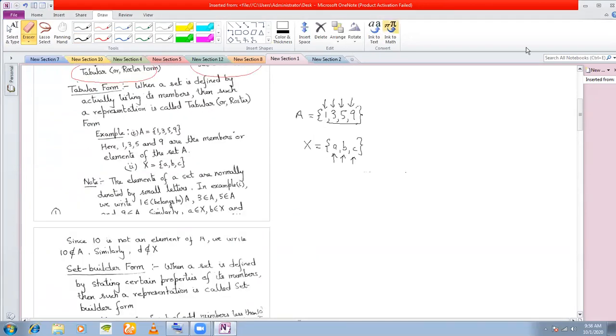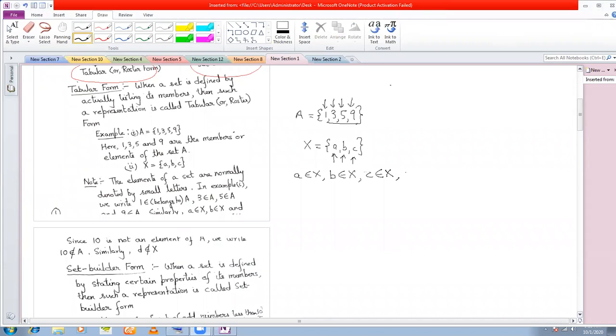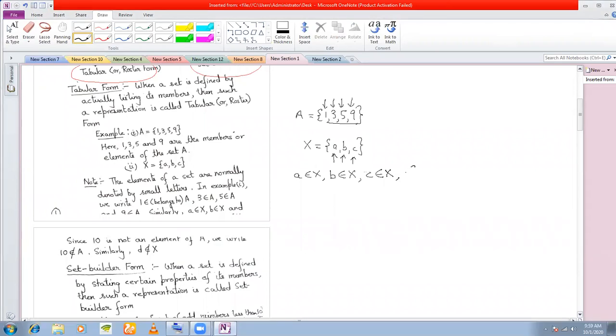And what do we write here in this case? What are the elements of this set? A is an element of this set, so we write A belongs to X. B is an element of this set, we write B belongs to X. C is an element, so we write C belongs to X. But is F an element of this set? F is not an element of this set, so therefore we write F does not belong to X.